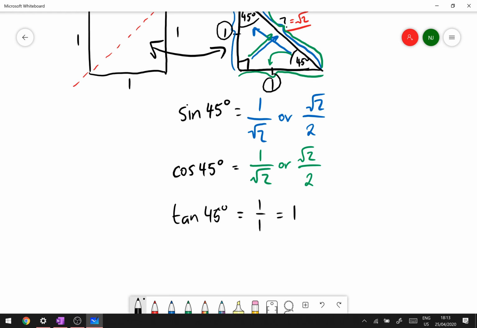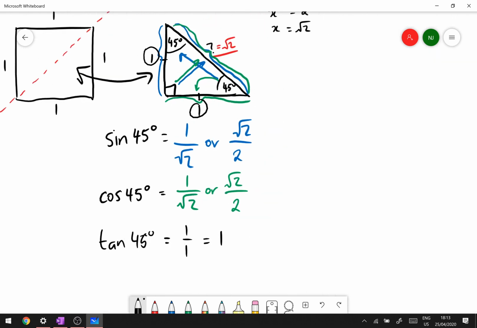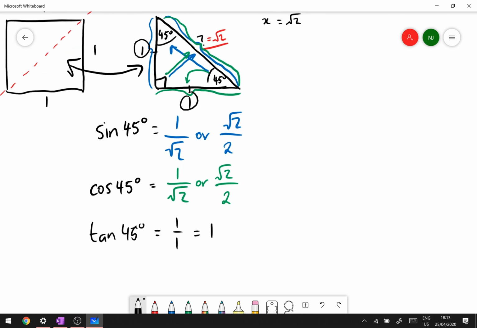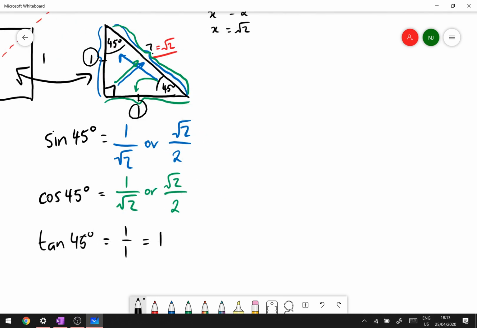Those aren't the only exact values we know of. We also know of a few others that we can use, I should say. So, if we were to look at these other ones, actually, before we do that, we also have a bunch of new ratios that we can find the exact values of as well.